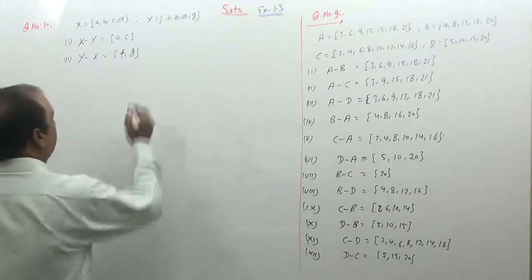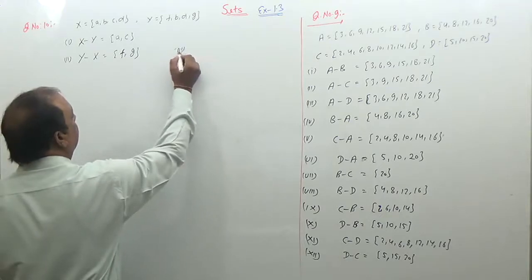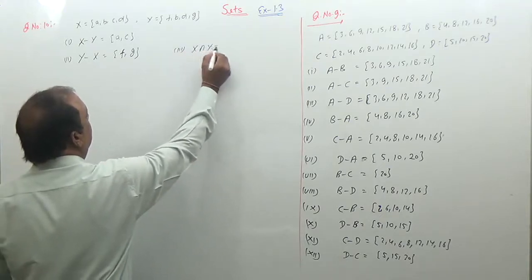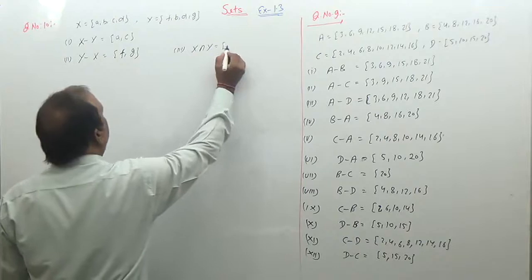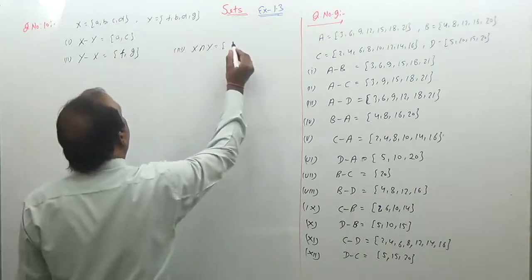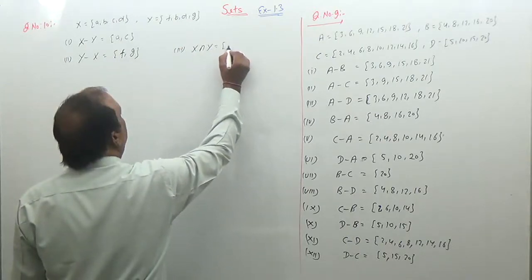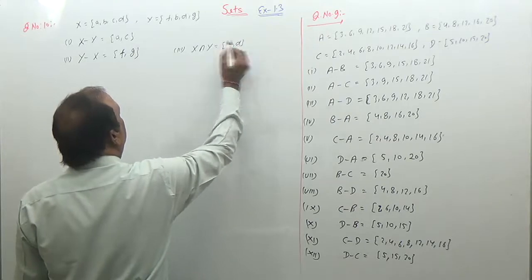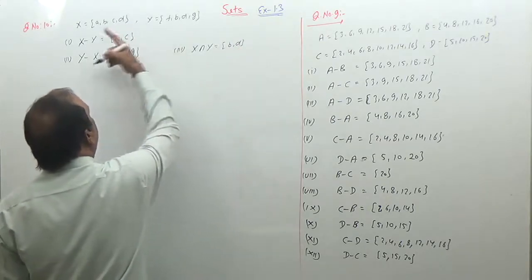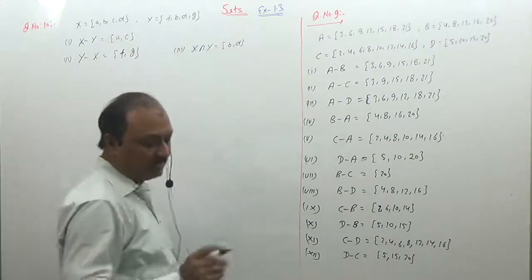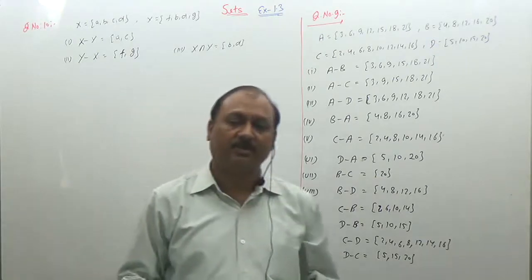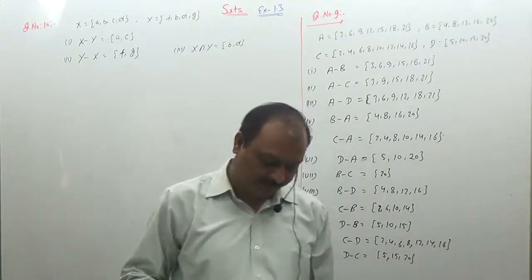And third part is X intersection Y. X intersection Y means common elements of X and Y, that is B and D. So there are only two elements which lie in X as well as belong to set Y. So this one is X intersection Y.